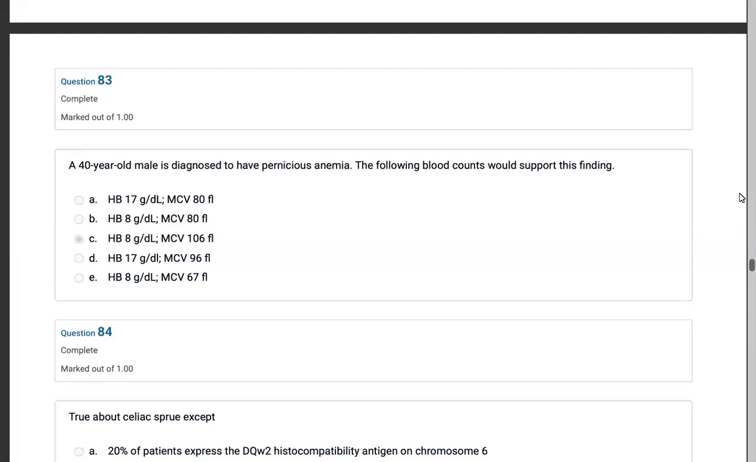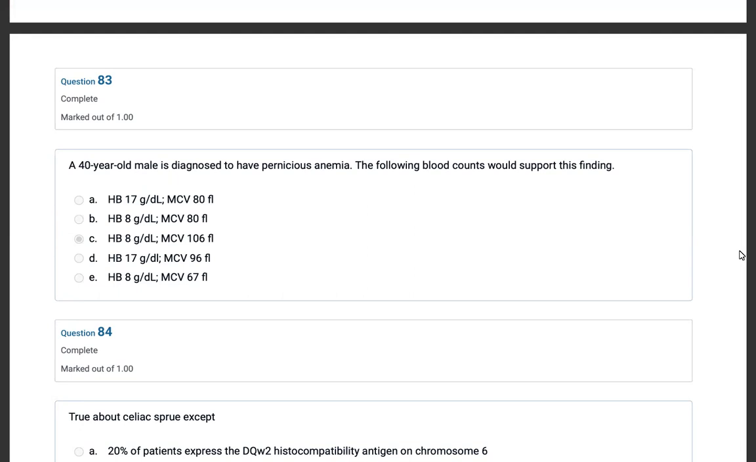Right. So a 40-year-old is diagnosed with pernicious anemia. Last time we talked about pernicious anemia and the antibodies associated with pernicious anemia. We talked about the antiparietal cells antibodies. So for pernicious anemia, it's just a megaloblastic anemia. Here, what they're trying to see is, are you going to be able to identify in megaloblastic or macrocytic anemia how your MCV is going to be?